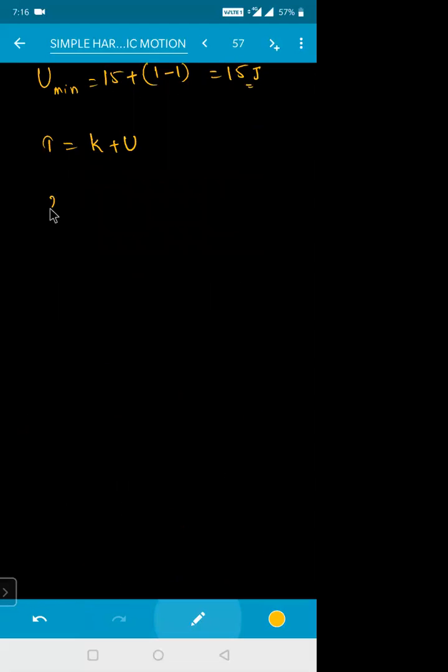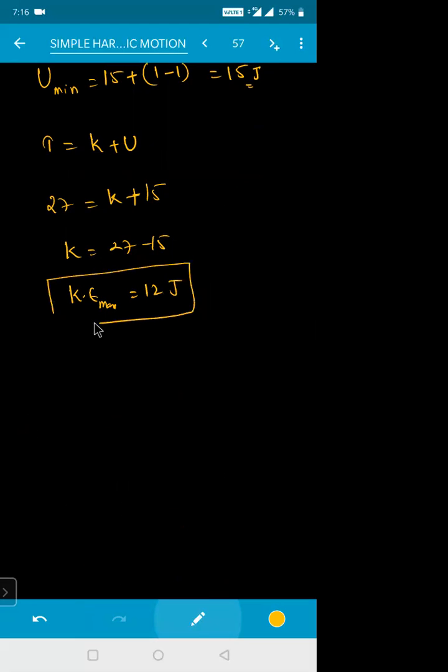I write here total energy is equal to 27, that is equal to kinetic energy plus potential energy, which is 15. So K value will be equal to 27 minus 15, which is 12. So the maximum kinetic energy will be 12 joules.